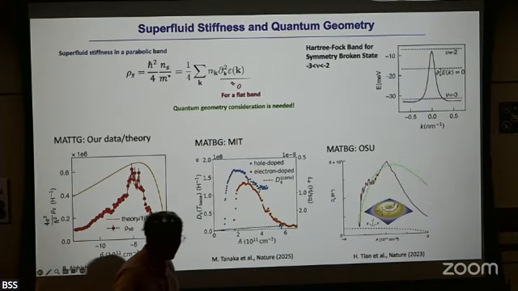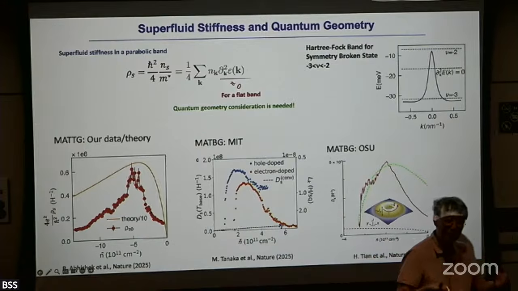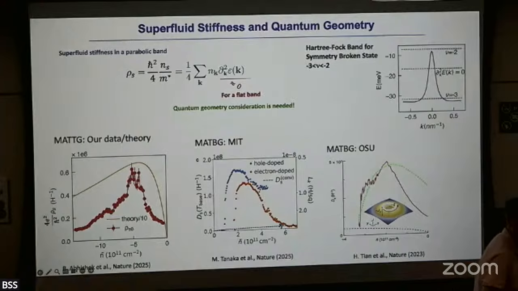And some believe that this is where you have to address the quantum geometric calculation, which can, in principle, give you that superfluid stiffness with the proper interactions in the system.